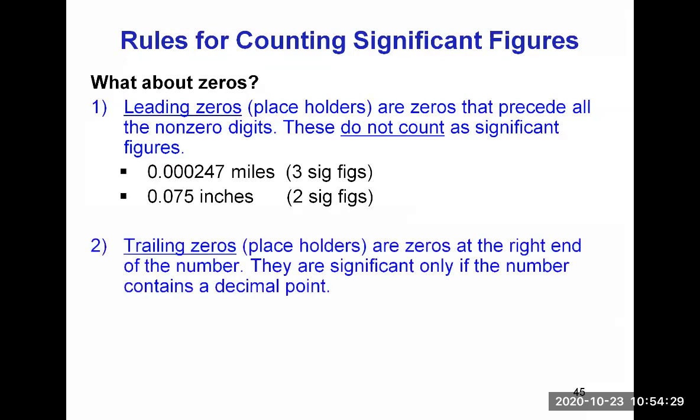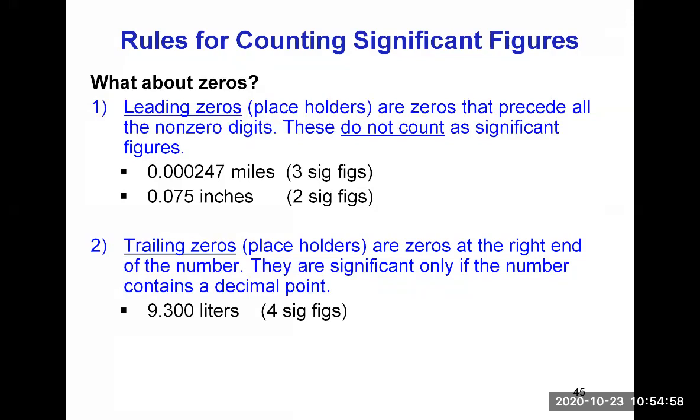Trailing zeros, also placeholders, are zeros at the right end of the number. They are significant only if the number contains a decimal point. So you need to be very careful about watching for whether we have a decimal point in that number or not, because that will determine if the zeros are significant when they are trailing zeros.